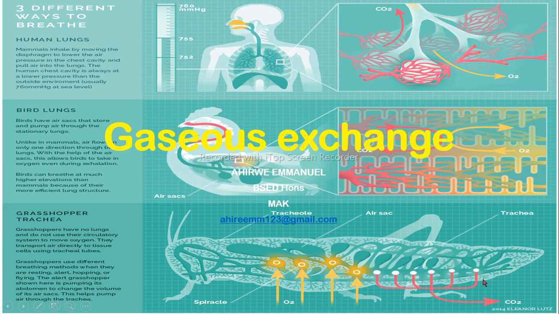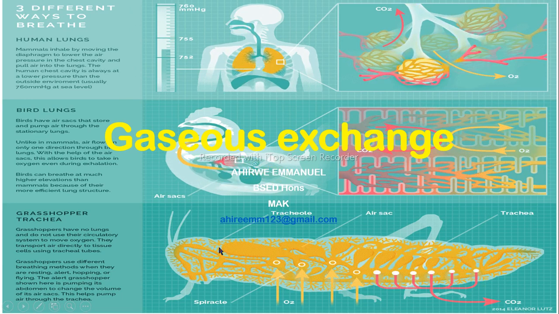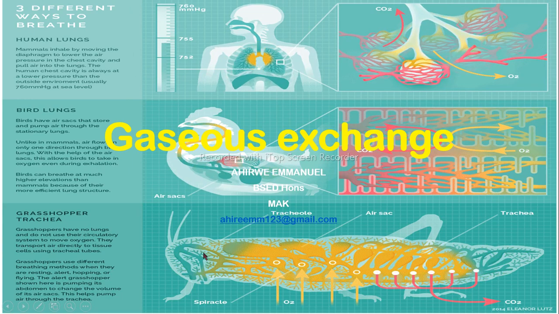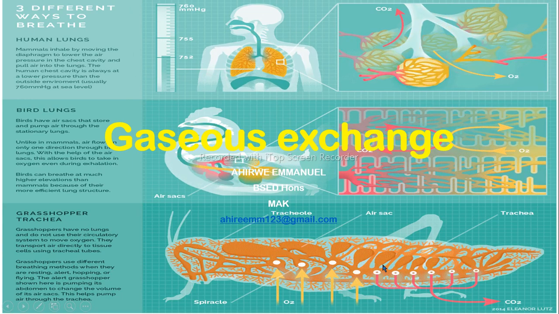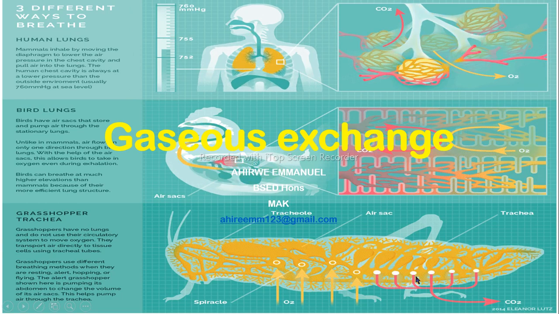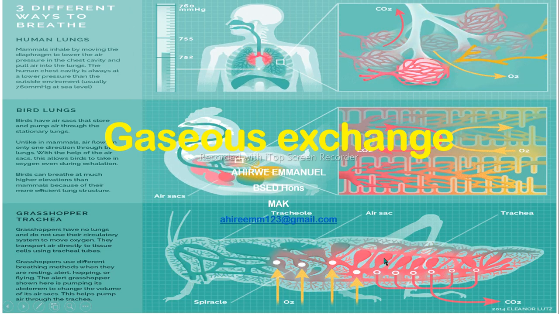And then after carbon dioxide comes back from the tissues, all of it collects into these abdominal spiracles. And then it is taken outside the body. So there are no blood vessels involved. No blood vessels involved.